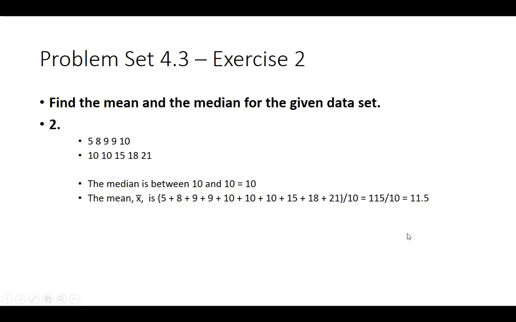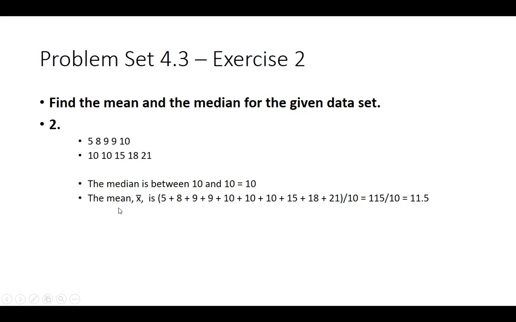Number two, we're doing median and mean again. This time our data is 5, 8, 9, 9, 10, 10, 10, 15, 18, 21. There's 10 data points. Half of 10 is 5. That means there's 5 below and 5 above the median. We split that in half. It's between 10 and 10. So the median is 10.